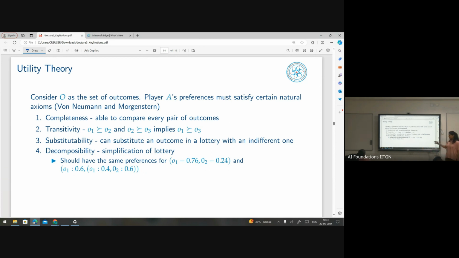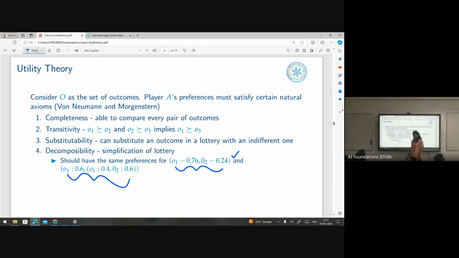So the idea is we should have the same preferences for a lottery which looks like this and a lottery which looks like this. Now, what are these two lotteries? Let's say I have a biased coin. The coin comes up heads with probability 0.76 and tails with probability 0.24. So every time there is heads, I pick outcome 1, and every time there is tails, I pick outcome 2. And I have a preference for this particular lottery. This is one lottery. Let's put it aside.